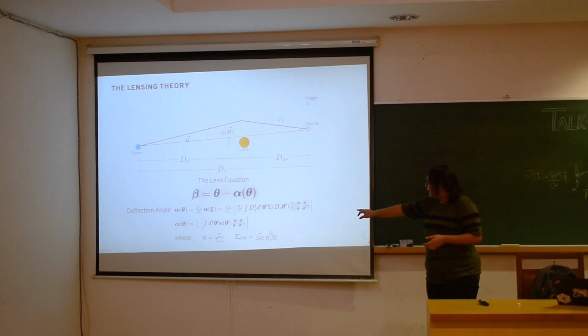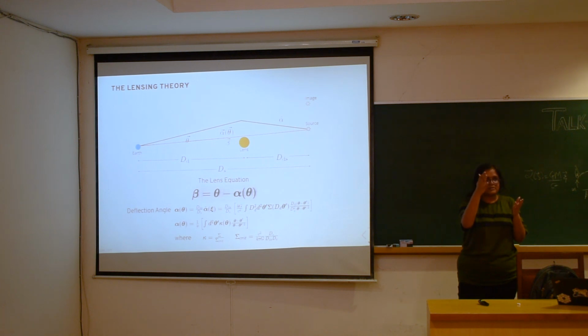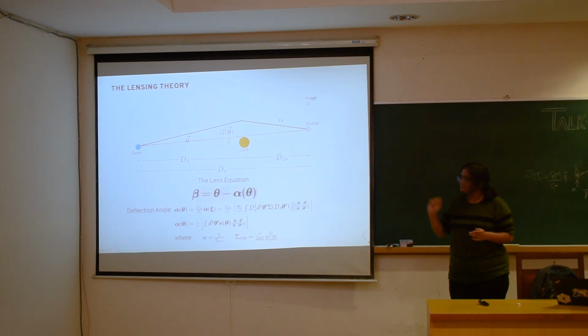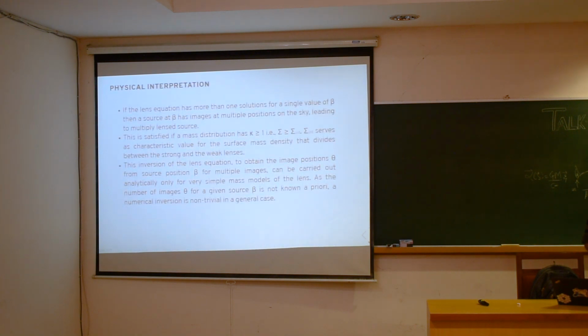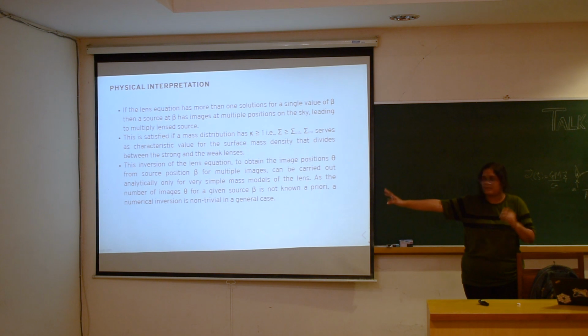So this kappa is given as the sigma of our system over the critical sigma of our system. Keep these two things in mind. First, the lens equation gives the transformation from the source plane to the image plane, and the second thing is kappa, and we'll see why. And these are the physical interpretations of lensing, the last slide basically.